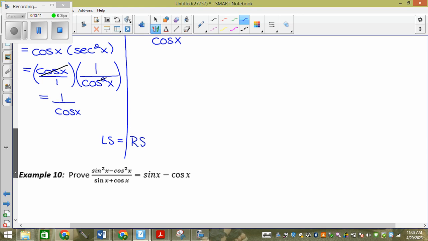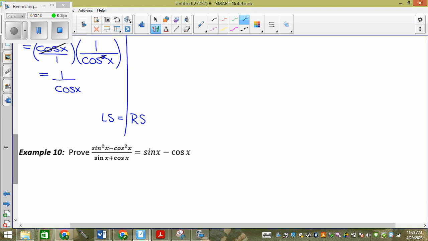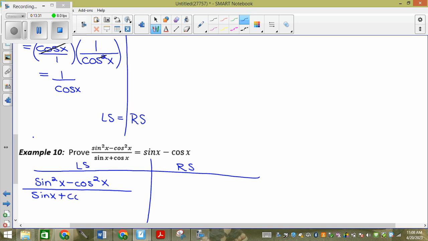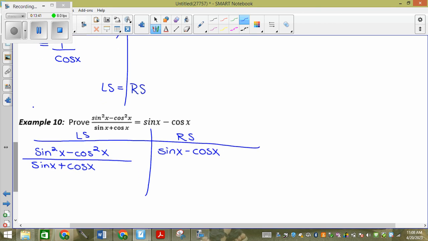Ten is a very fast proof, actually, if you spot something. So the first thing we're going to do, LS, RS. We have sine squared x minus cos squared x over sine x plus cos x, and here I have sine x minus cos x. Sine squared x plus cos squared x is 1, true statement. Sine squared x minus cos squared x is not 1. But what is it?